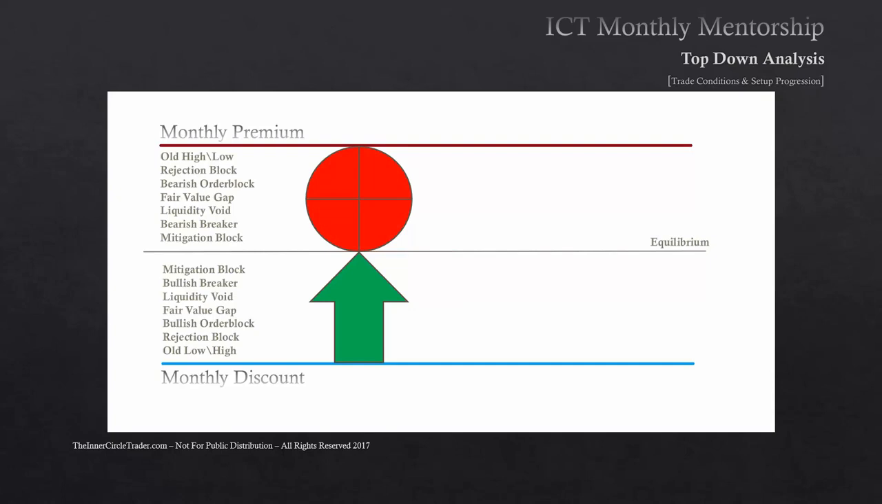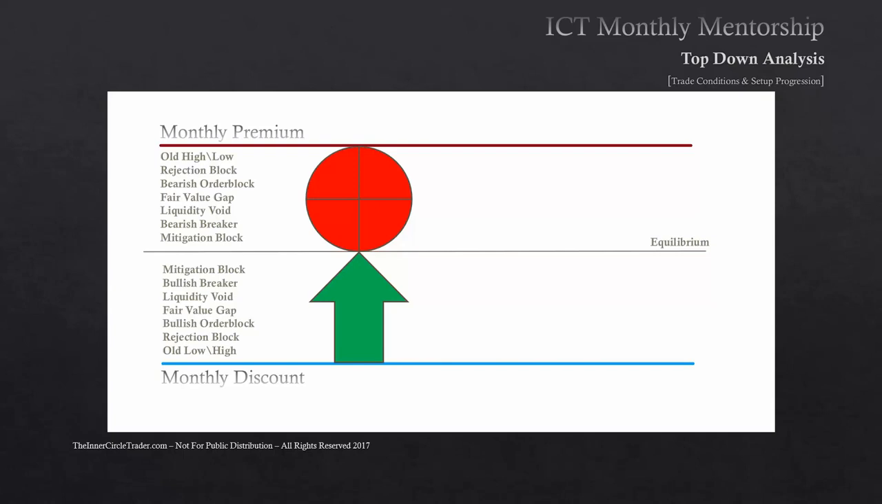Now, obviously, the first one we'll be reaching for is a mitigation block. That would be a first objective. Then if there's a breaker of any kind, we would aim for that, and we'd have to weigh out whether or not there's a significant force that would drive it through a breaker. And we'll talk about that should we come to it in our example. And then looking for any range to be filled in for a liquidity void, and aiming for fair value gaps in the premium range of the market.